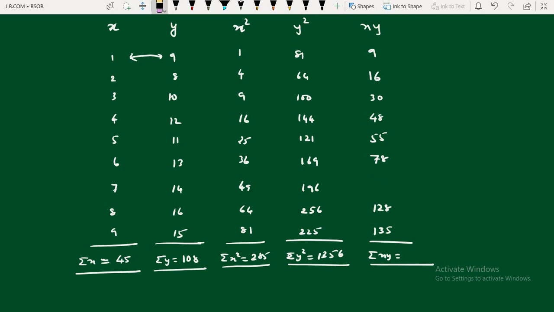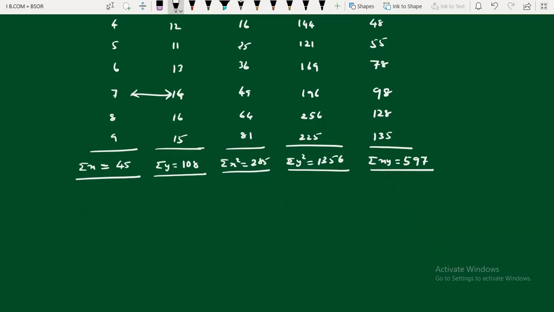Wait, I think this entry is wrong. This entry is 7 into 14. 7 into 14 is 70 plus 28, that is 98. So the total will be 597 as the correct value. Right, this is the summation xy value.